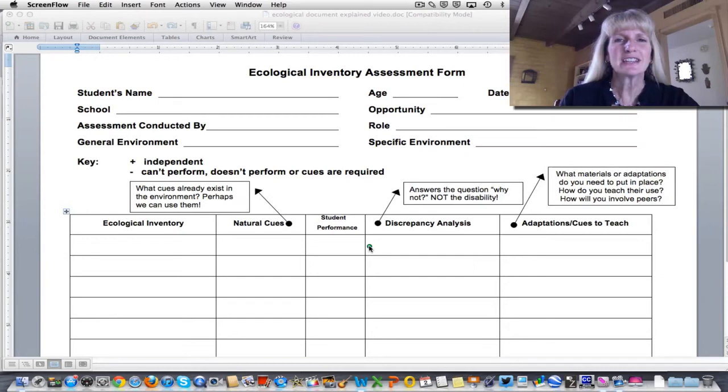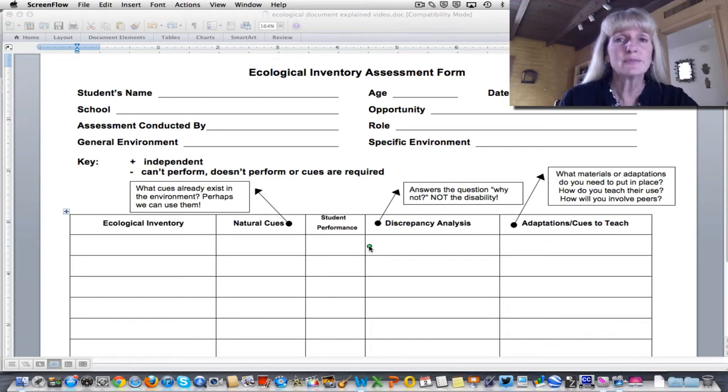Hi everyone, just a short introduction today to the use of the Ecological Inventory Assessment Form. It will allow you to analyze different activities and opportunities for students with significant disabilities and will lead you in the direction you need to go in order to make the kinds of adaptations and accommodations they might need.